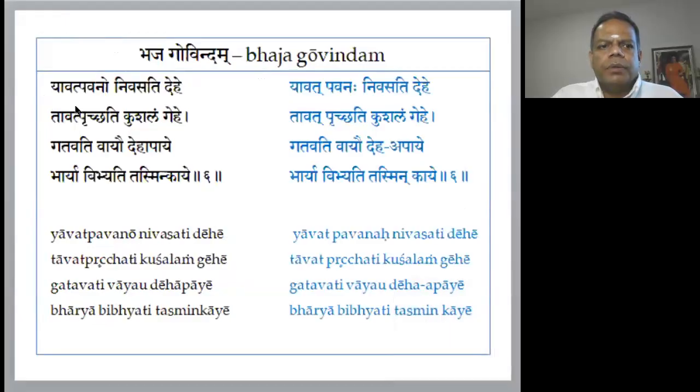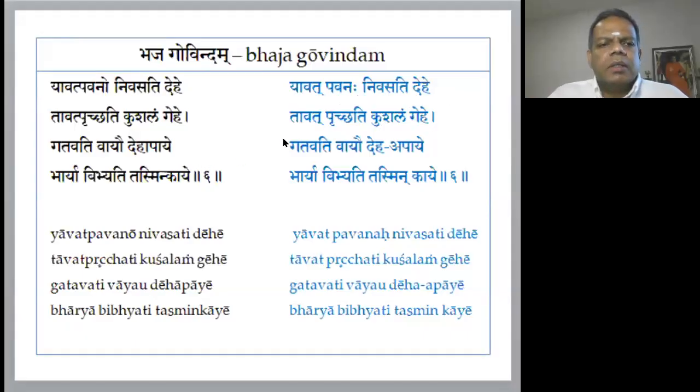So in the first line, there are 2 words actually, yavat and pavanaha. Between yavat and pavanaha, there is no change due to sandhi. Yavat pavana. The pavanaha, because of sandhi, because it's followed by nivasati, the visarga becomes u. So na plus u becomes no. So pavano is a change due to sandhi. So yavat pavano nivasati dehe is the individual word composition of the first line.